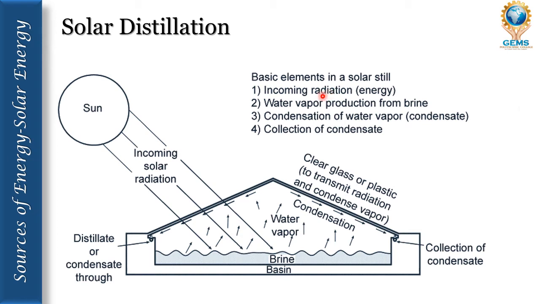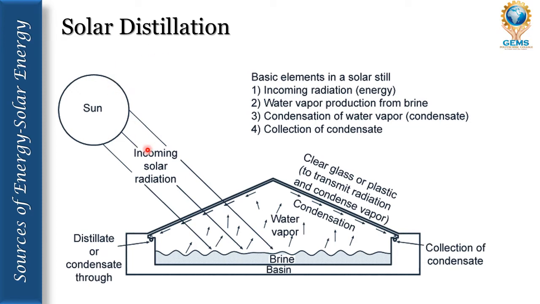So what are the four basic elements needed in a solar still? The first is the incoming radiation, that is the energy, then water vapor production from brine water, condensation of water vapor, that is the condensate, and collection of the condensate.